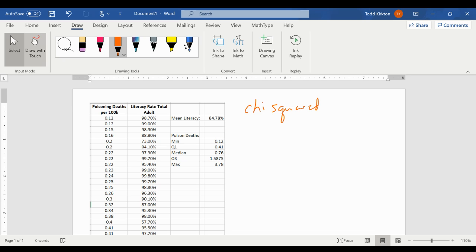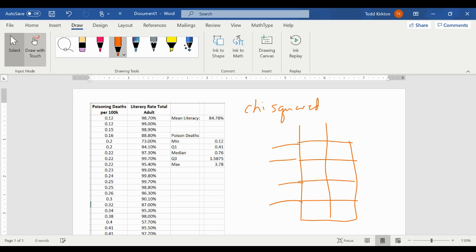So I'm using the data from Mr. Moss-Emery's example, and I decided to do a 2x4 table, which is the example that's in the video. In my table, at the top, I have literacy rate, and I'm just going to use the mean. So anything that is less than 84.78, call it 84.8, goes here, and anything greater than or equal to 84.8 would be in this column.